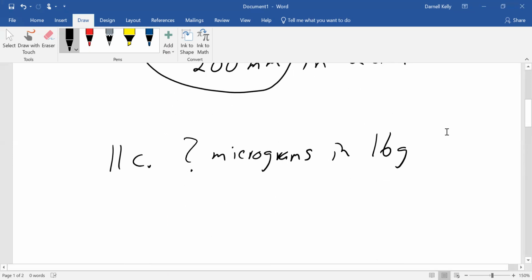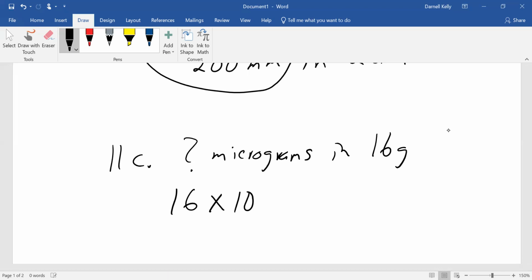The next one, 11C, we'll skip over 11B, let's go to 11C. How many micrograms in 16 grams? So again, we look at our chart, locate the unknown, the micro, and we're going to count to the right all the way to grams. And the numbers that we're counting are the powers of 10. So we'll have 16 times 10 to the, it's going to be a positive power since we're counting right.